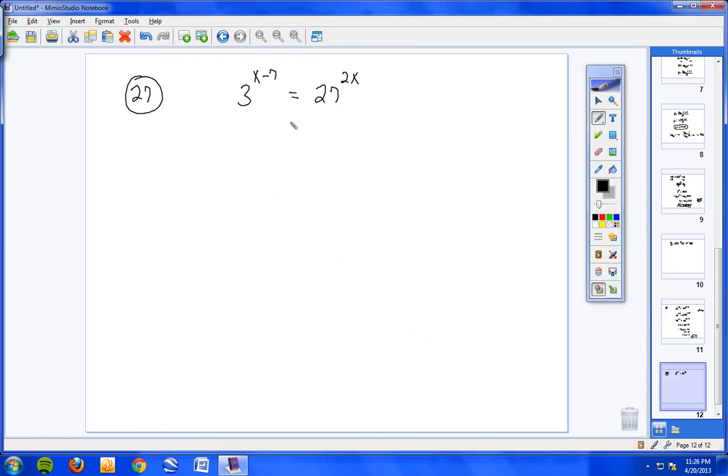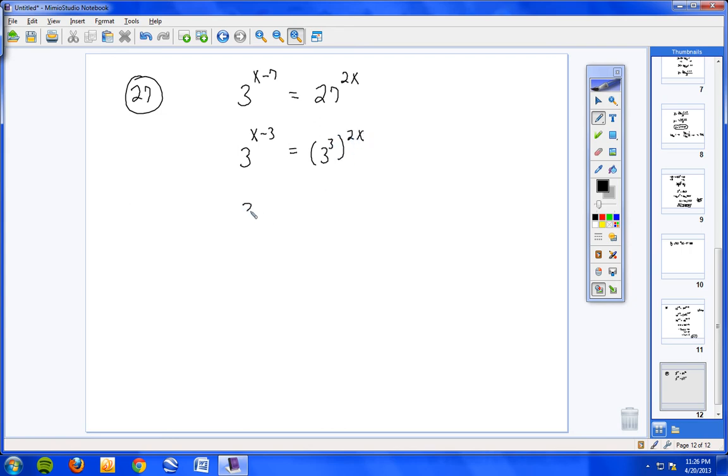The first thing you ask yourself is, is this the equation where I have one exponent with an unknown or two exponents with an unknown? Well, we have two, so you use the steps to the right in your notes. Step 1, write both sides with the same base. So I leave my 3 as 3, but you should realize 27 is the same thing as 3 to the third power. Bring down your 2x.